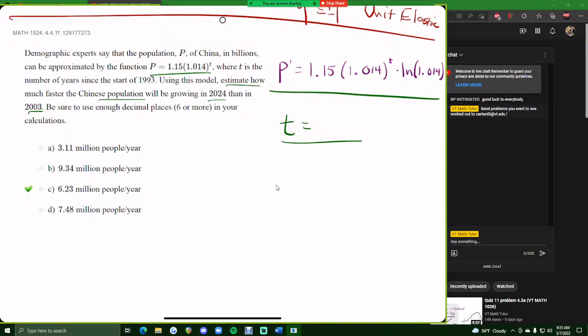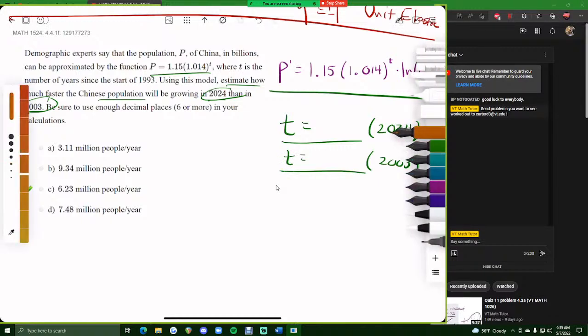And if we want to find how much faster the population is growing in 1 year than another, then that means we want to find P prime for both the years 2024 and separately 2003, and then find the difference of them. So we first want to know what is the t value that represents the year 2024. Then we want to know what's the t value that represents 2003.